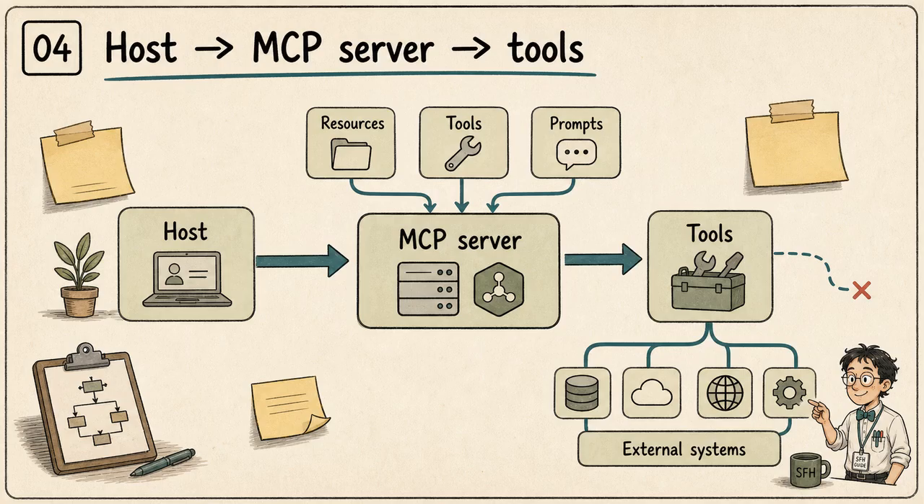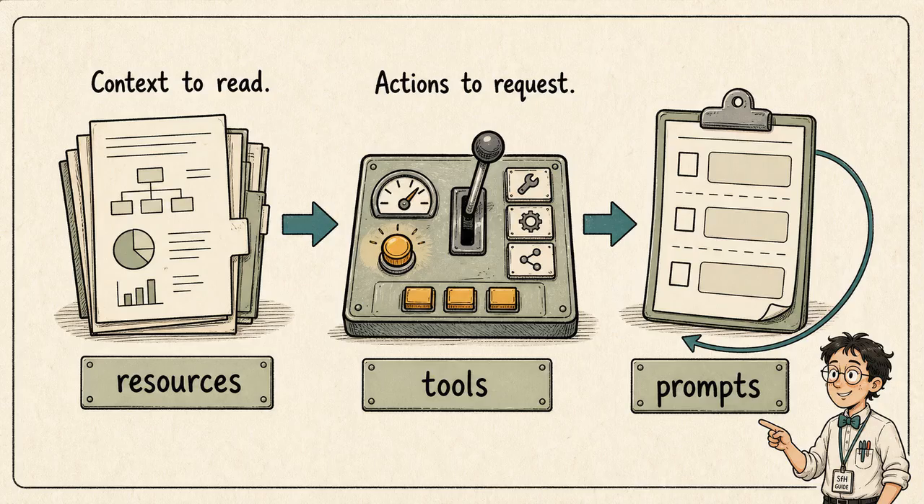You only need the basic shape. There is the AI app. In MCP language, that is the host, the place where the assistant runs. There is an MCP server, that is the connector sitting in front of some real system. That connector can expose three kinds of things. Resources are things the assistant can read, like a file, a record, or a search result. Tools are actions the assistant can request, like searching a system, creating an issue, updating a record, sending a message, or running a command. Prompts are reusable task templates. They can guide a workflow, but the tools are what actually touch the outside system.